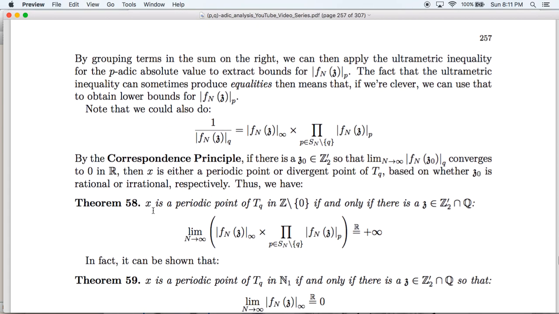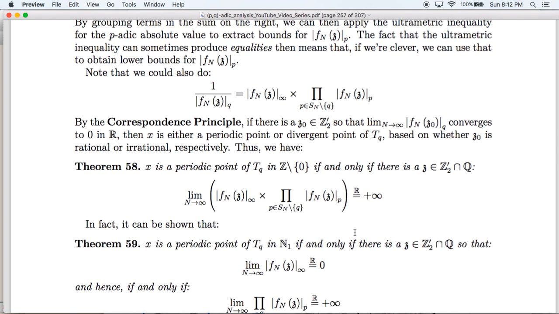So we then have the following theorem. x is a periodic point of TQ, the shortened qx plus 1 map, in Z take away 0, if and only if there is a rational 2-adic integer z with infinitely many digits, so that the limit of the real absolute value of Fn of z times the product of the p-adic absolute values of Fn of z, for all primes p not equal to q, tends to positive infinity.